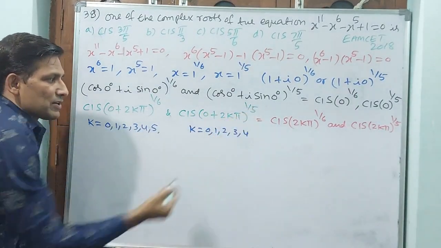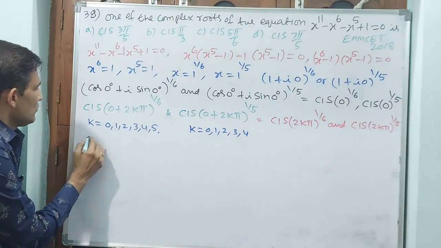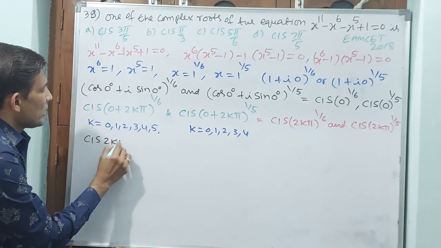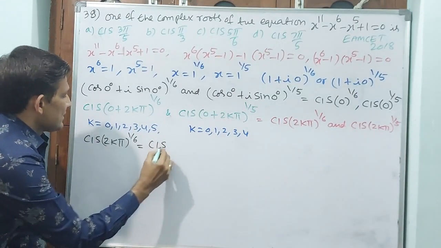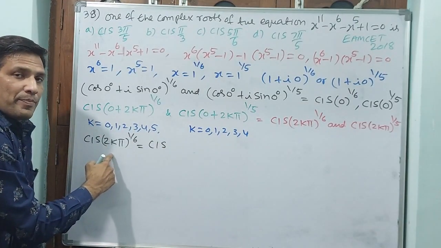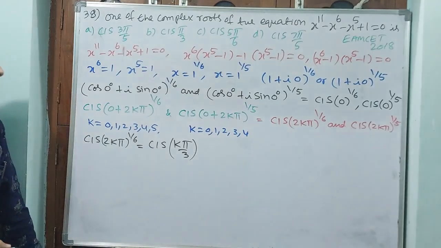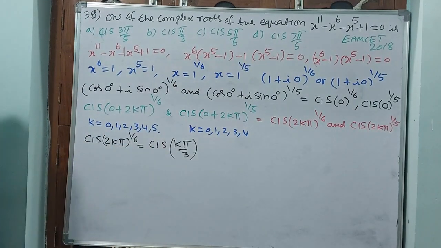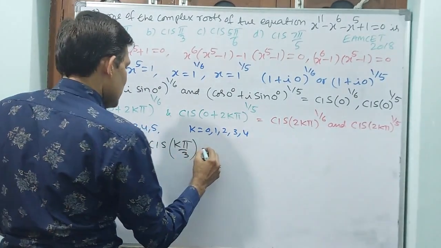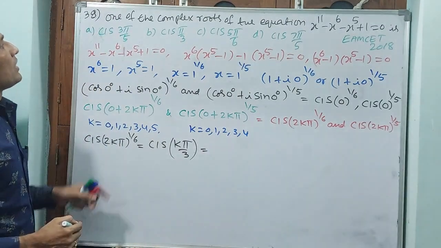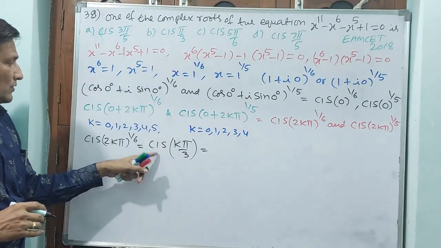Okay, first I will take the first one, CIS 2k pi to the power of 1 by 6. You see what I am writing? CIS 2k pi whole to the power of 1 by 6 is equal to CIS k pi by 3. Is it okay? Why? Because 2 goes into 6 three times, giving k pi by 3. But k is, see, this is 6, so 0, 1, 2, 3, 4, 5. Okay, you see, roots you have to find. Okay, see how much will come.